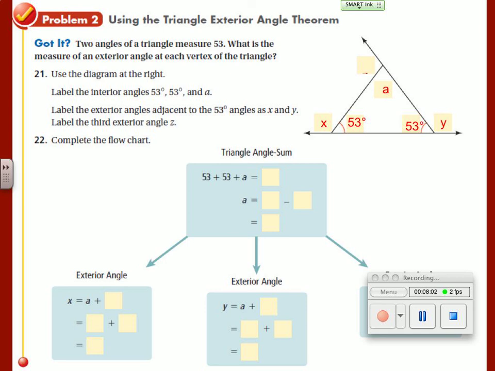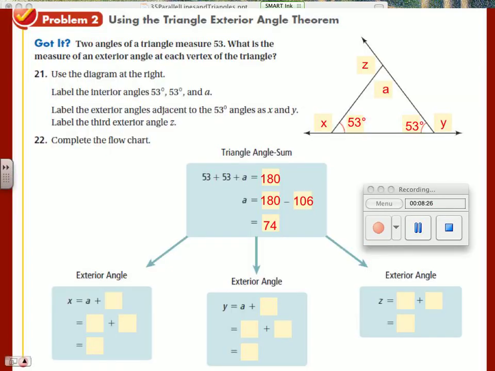So we're going to use the flow chart below to answer the questions. First, we use the triangle angle sum theorem to solve for A. 53 plus 53 plus A equals 180. So A equals 180 minus 106, or 74. Using the exterior angle theorem, we're going to solve the next three problems.